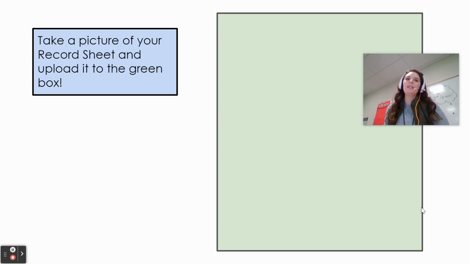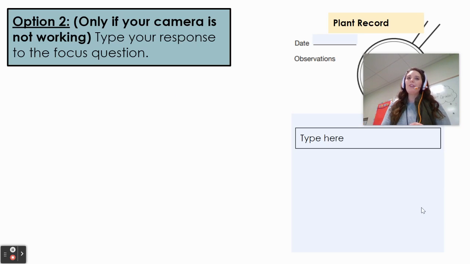After you have finished, you will take a picture of your record sheet and upload it to this green box. If your camera is not working, and only if your camera is not working, you can type your responses on this final slide, but I really would like you to try to get your camera to work. That way I can see your detailed drawing of your brassica.